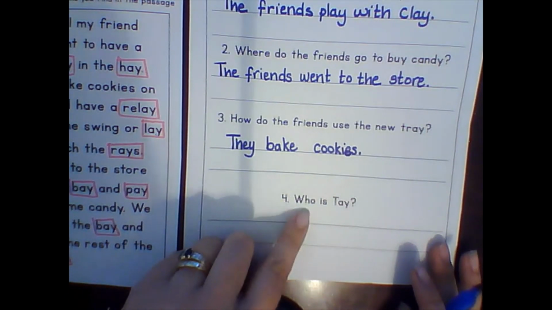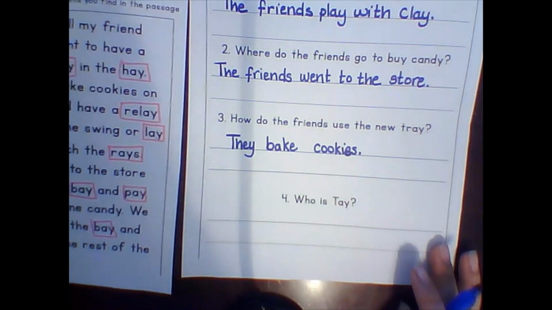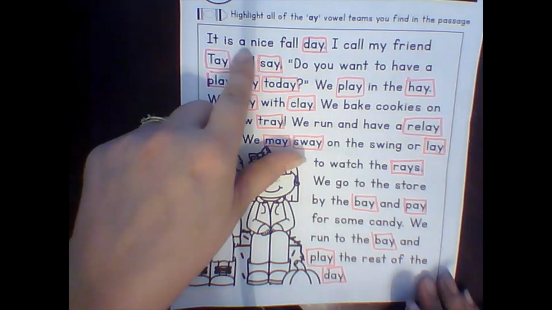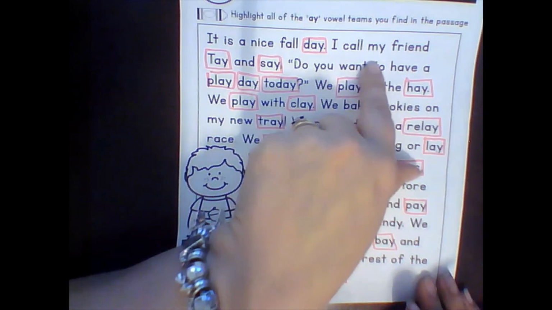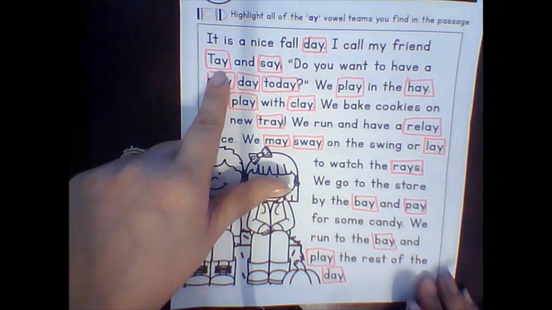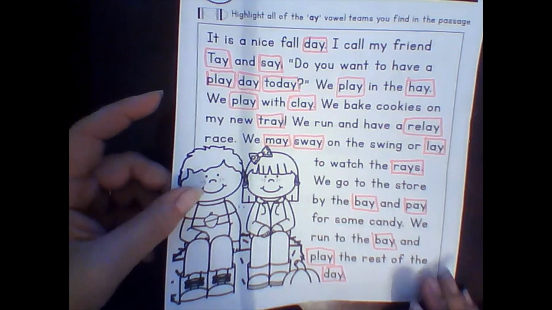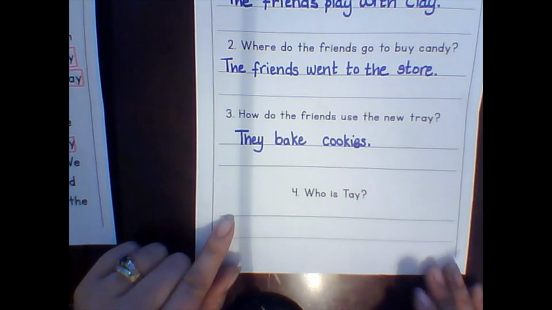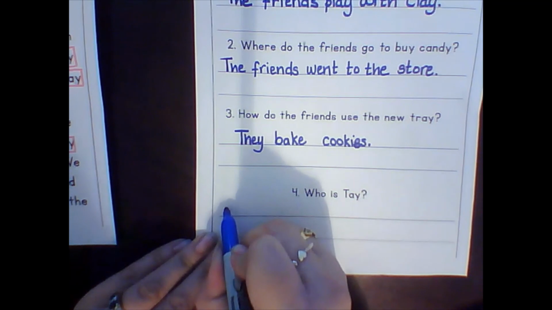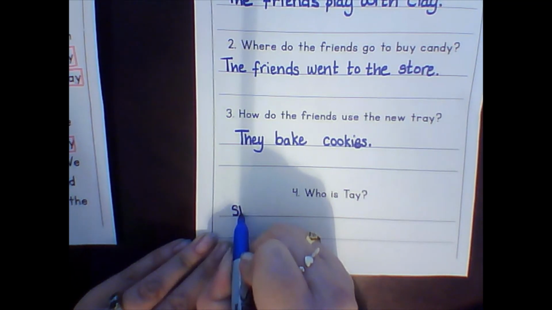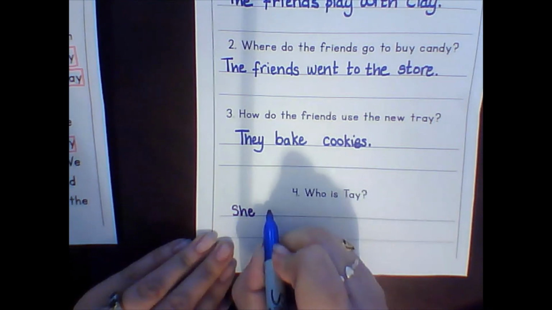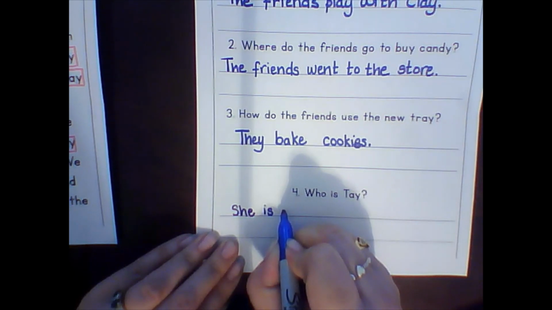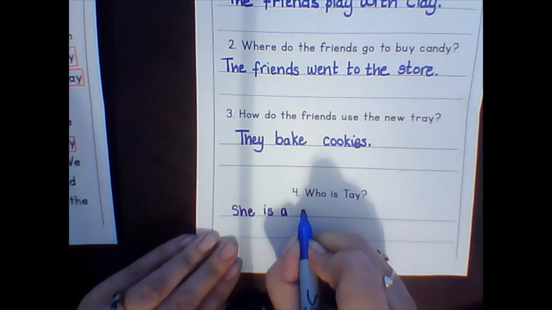Last question. Who is Tay? Can you remember who Tay was? Let's have a look here. It is a nice fall day. I call my friend Tay. So who is Tay? That's the friend, isn't it? So let's put she, or it could be he. She is a friend.